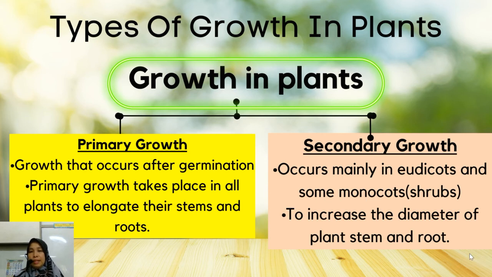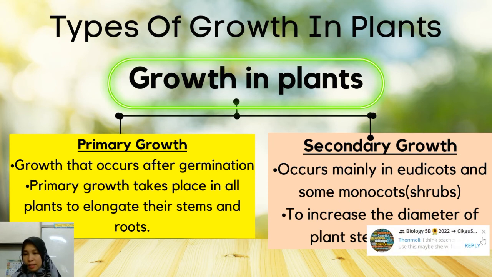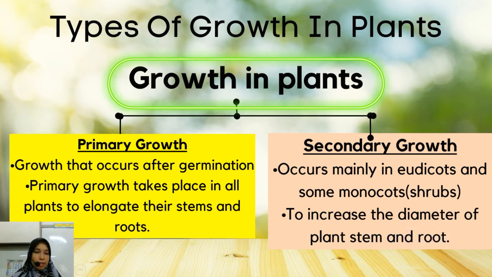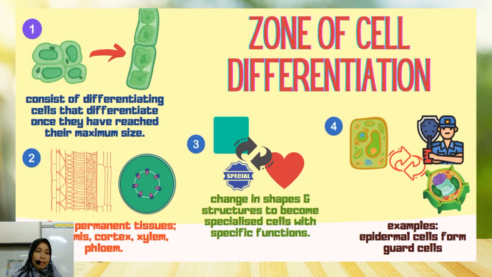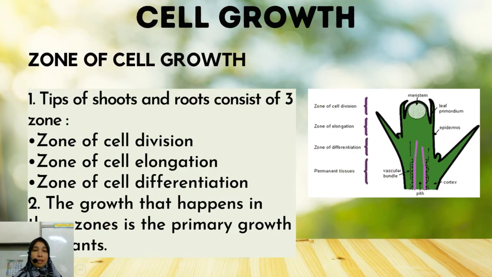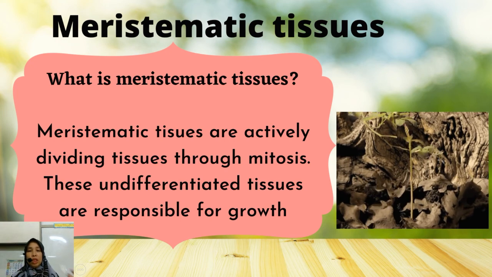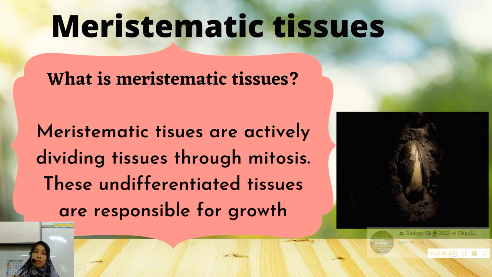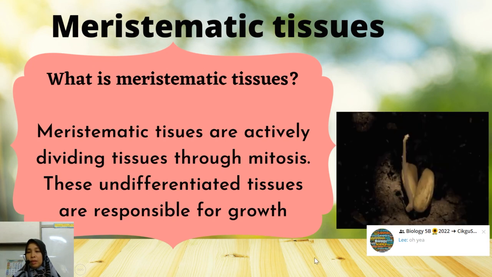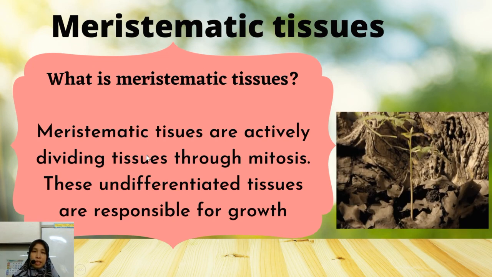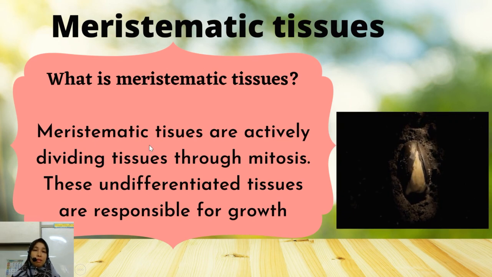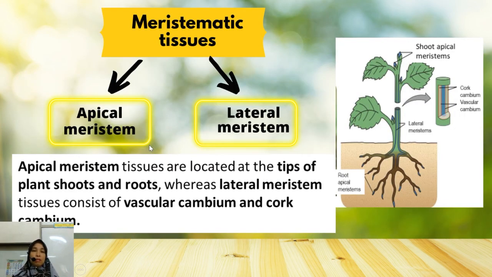So I think we will continue with the types of growth in our next video. Girls, I hope you can understand what we learned today. It is about meristematic tissue. Meristematic tissue refers to the tissue that is actively dividing through mitosis and has not yet undergone differentiation. This tissue is responsible for the growth of the plant. There are two types of meristematic tissue, apical and lateral. Make sure you know the location of the apical and the lateral.